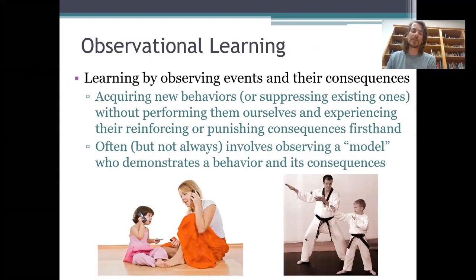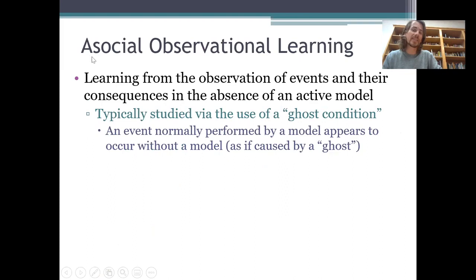So remember, we define observational learning as learning by observing events and their consequences, right? That's the definition of observational learning that you'll read about in the textbook. And guys, the wording of that definition is important because it doesn't make any reference to a model, right? It doesn't require that the observations you make are of another person actually performing or modeling a particular behavior, right? We often think of observational learning that way, but that's not how it's specifically defined. And so, guys, this definition sort of implicitly acknowledges the existence of this other type of observational learning, the asocial type.